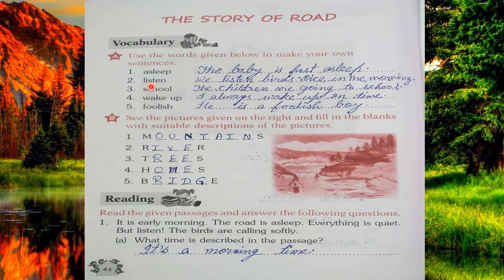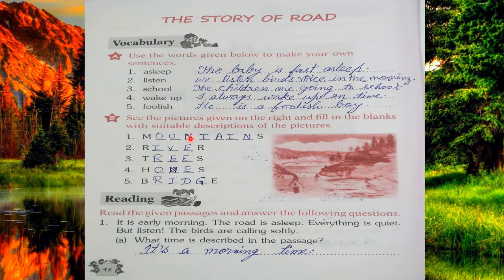Second is listen. We listen to birds' voices in the morning. Next is school. The children are going to school. Next is wake up. I always wake up on time. And the fifth is foolish. He is a foolish boy. So clear, class, how to do this question? Here there are some words and you have to make a sentence by using these words.